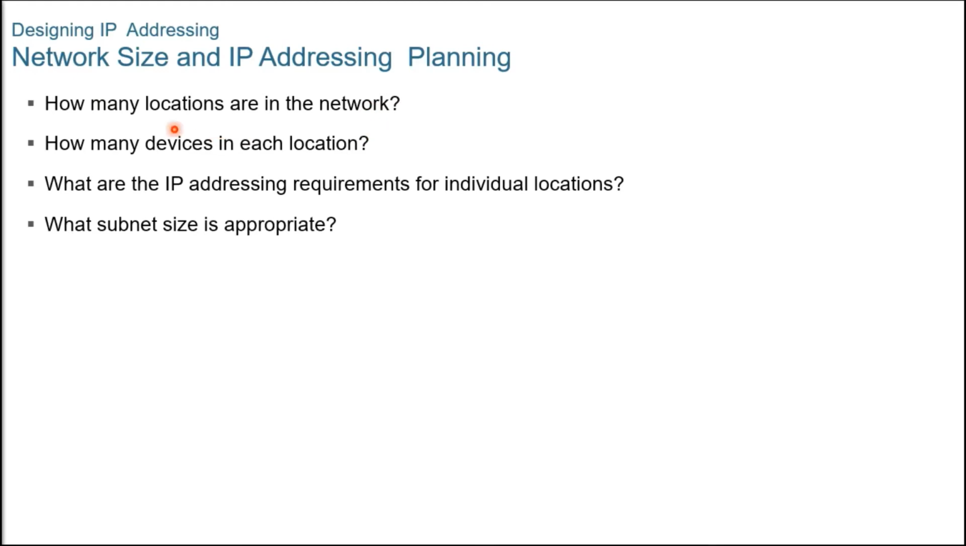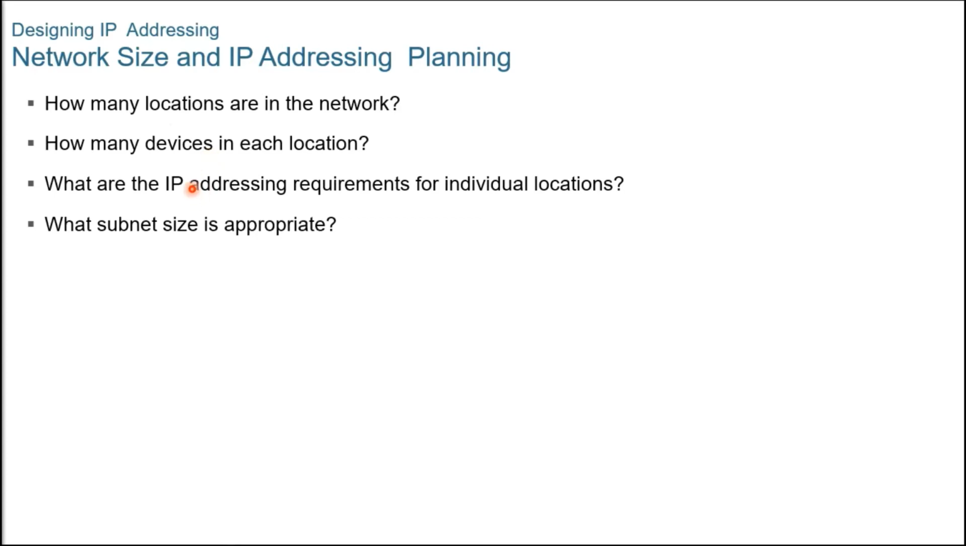First, how many locations does the network consist of? The designer must determine the number and type of locations. Next would be, how many devices in each location need addresses? The network designer must determine the number of devices that need to be addressed, including end systems, router interfaces, switches, firewall interfaces, and any other devices.